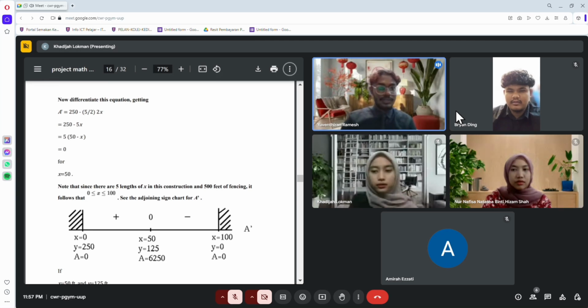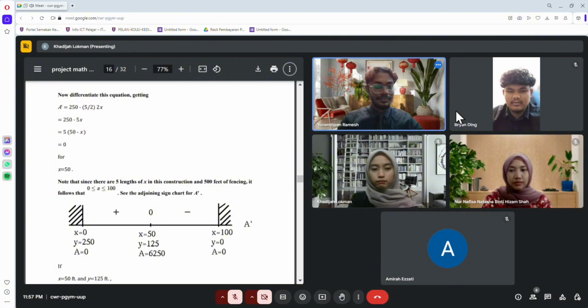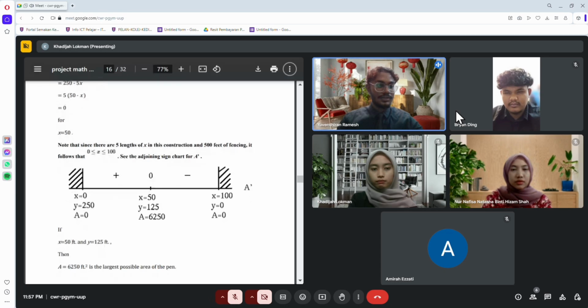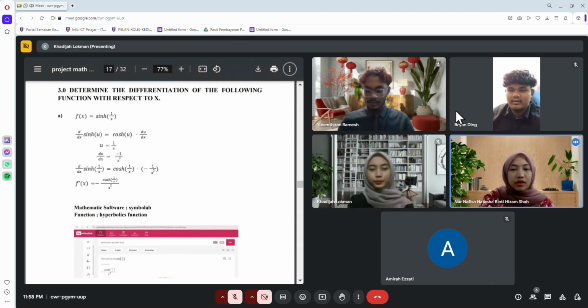Okay, now we differentiate this equation. We set the derivative to 0, and then for x we get 50. To find the minimum and maximum value, we make a graph, and then we get the final answer, which is x equals 50 and y equals 125. And then the largest possible area of the pen is 6,250 square feet.